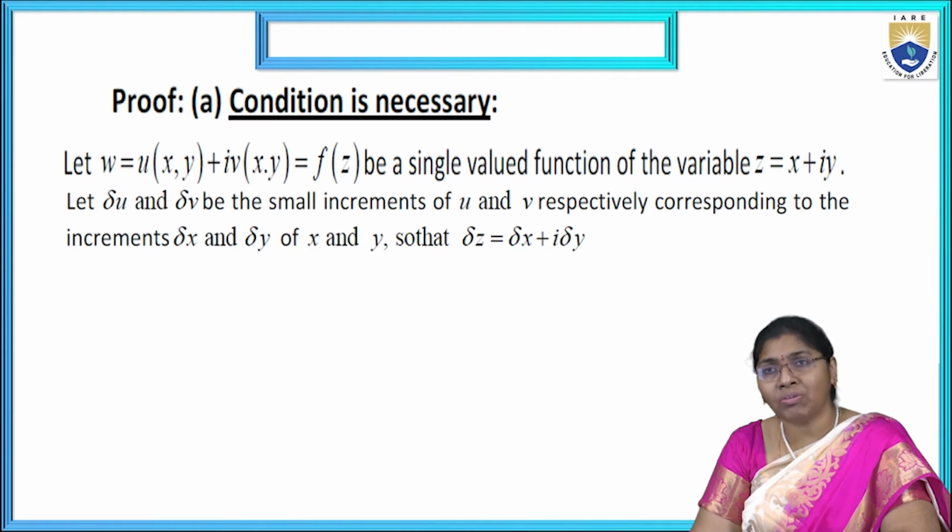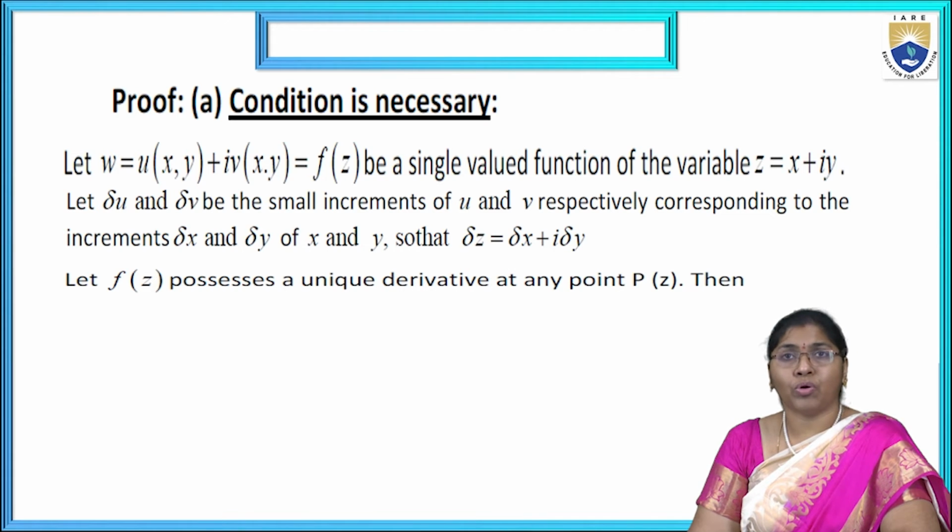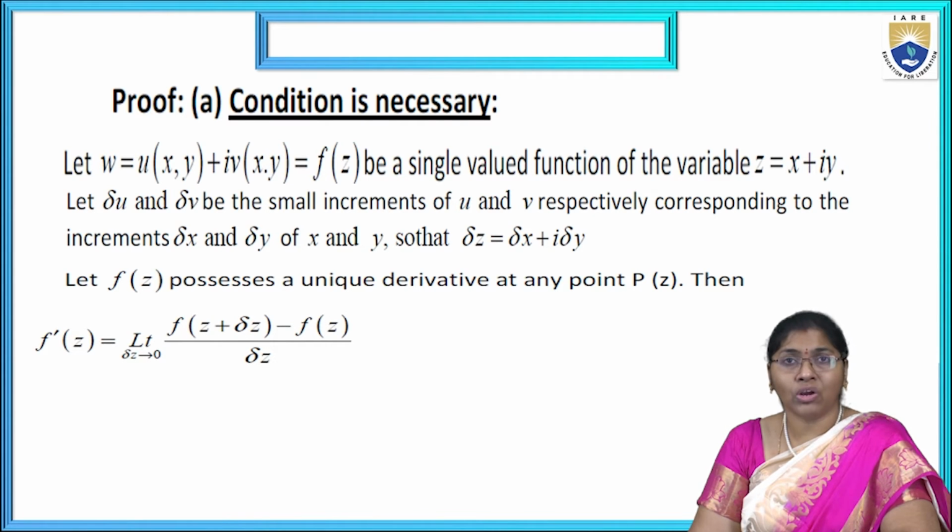Here z equal to x plus iy, and delta z equal to delta x plus i delta y. Now let f of z possess a unique derivative at any point P of z. Then f dash of z equal to the limit as delta z tends to 0 of f of z plus delta z minus f of z by delta z.